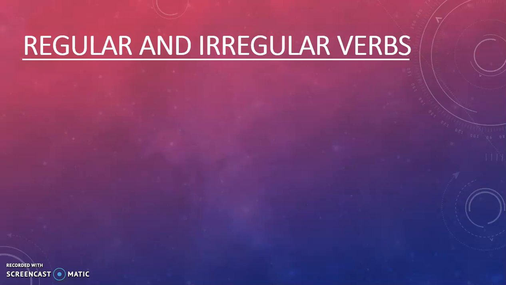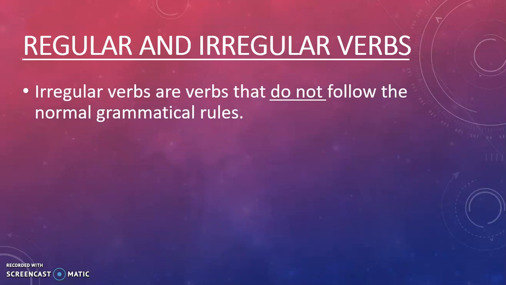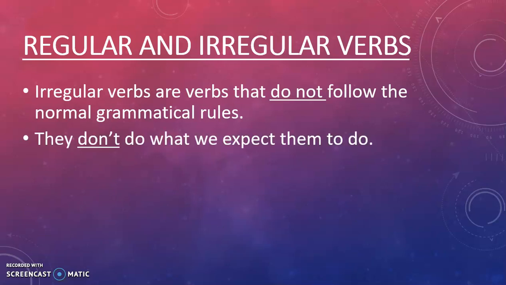Let's take a look at irregular verbs. Irregular verbs are verbs that do not follow the normal grammatical rules. They don't do what we expect them to do, and they don't do it when we expect them to do it. You can never really guess what an irregular verb is going to do. So let's take a look at some irregular verbs and how they behave when we change from the present to the past.